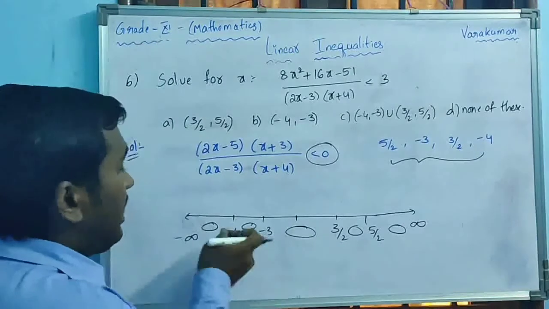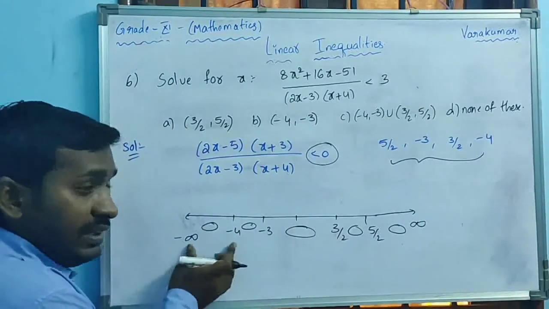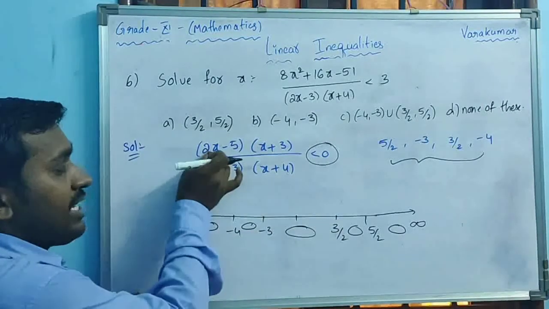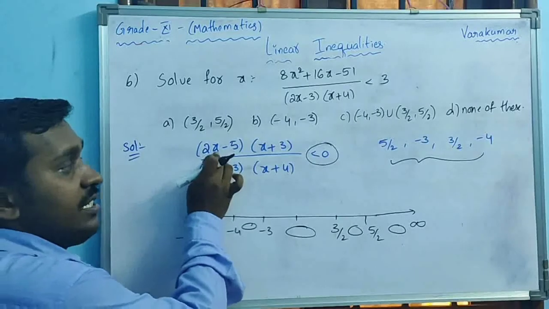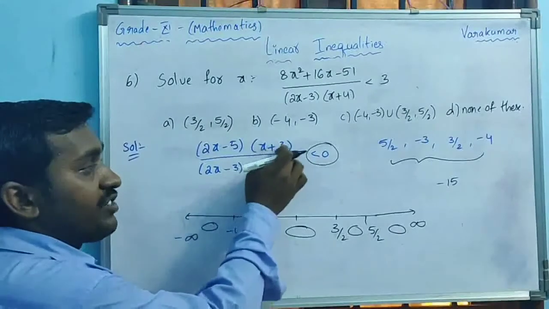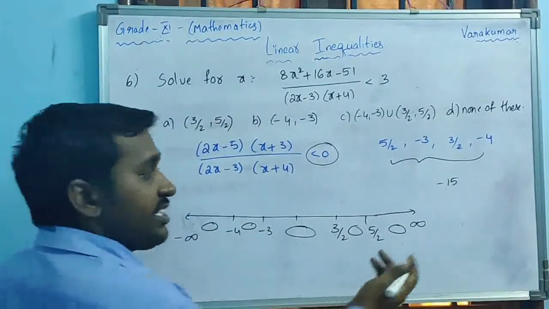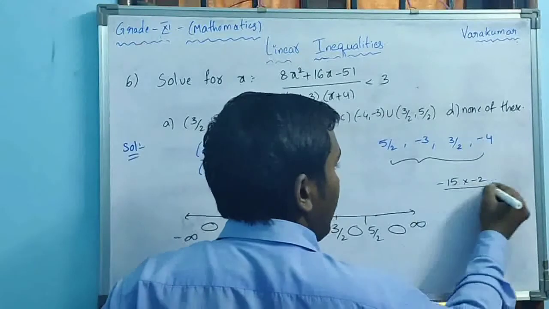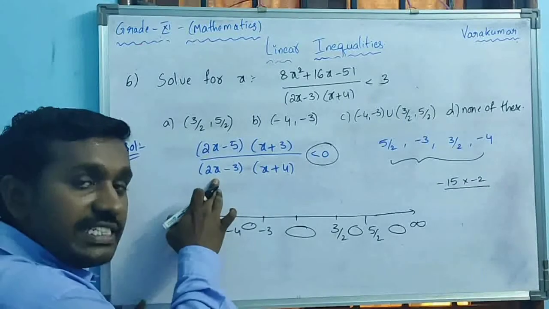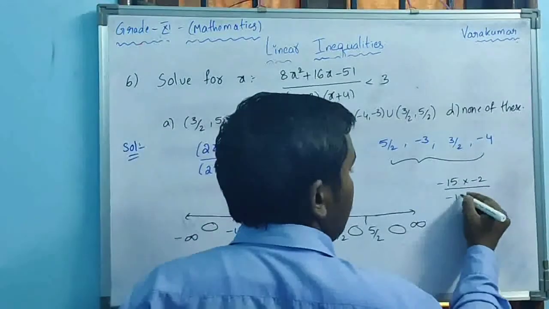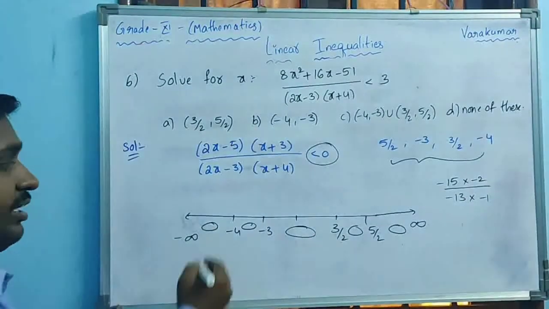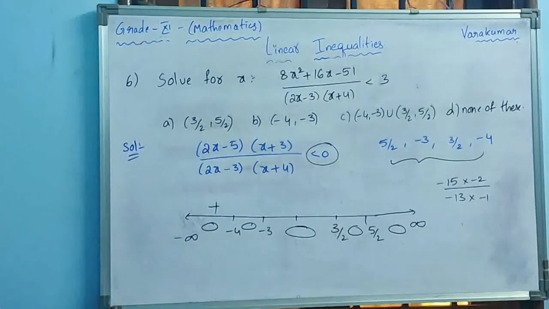Okay, now let us take some examples. Below minus 4, let us take minus 5. So 2 into minus 5, minus 10, minus 5, so minus 15. And minus 5 plus 3, which is minus 2. Divided by, similarly here, minus 2 into minus 5, so minus 10, minus 13, into minus 1. So overall, what are you getting? This is positive.